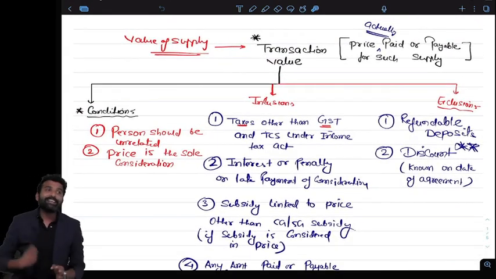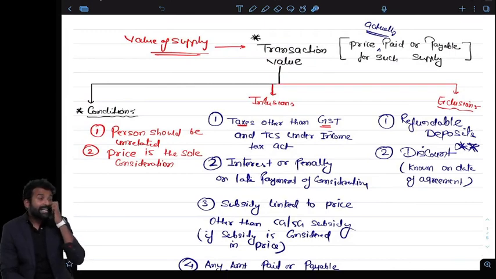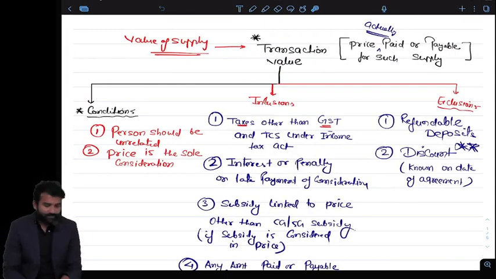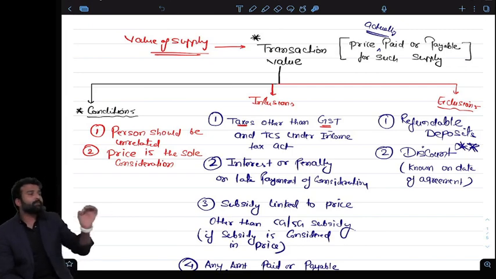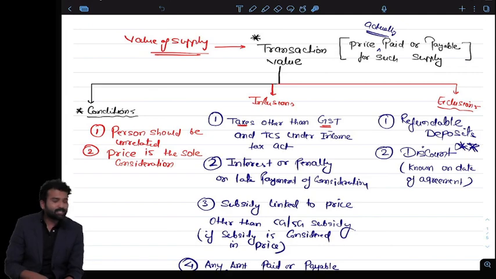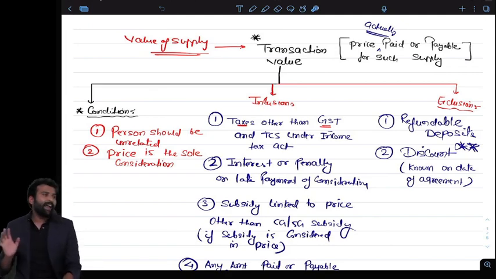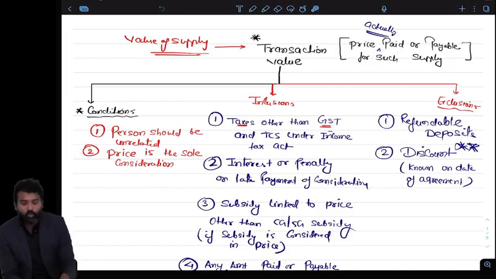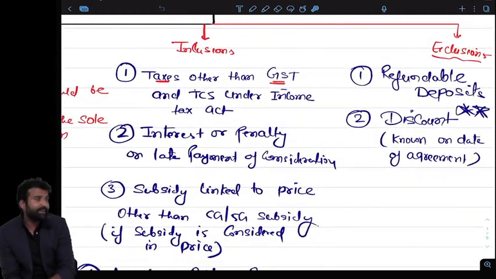It should be the transaction value. Transaction value means what price the customer is paying to me. Price actually paid or payable by the customer. The price that the customer is paying should be my value at which I have to pay the GST. But there are some inclusions in that, and the inclusions are very important.